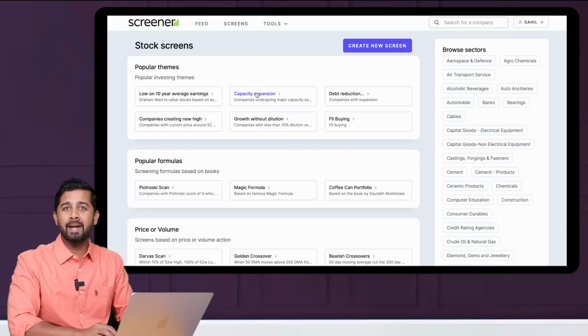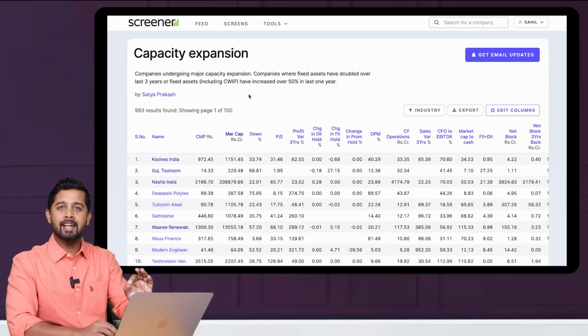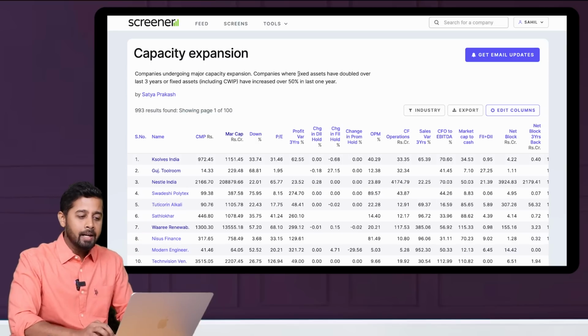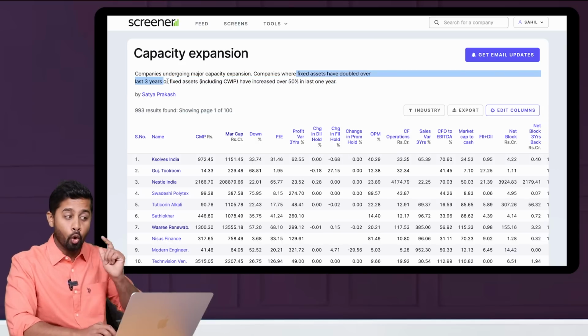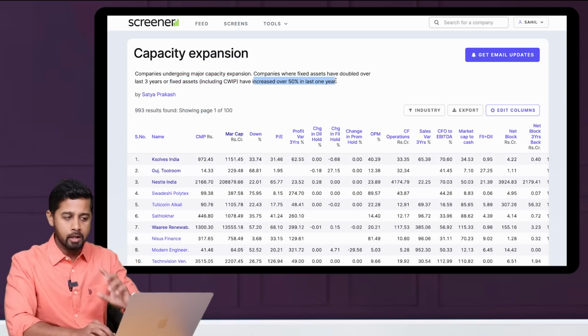One of them is capacity expansion. Now what does it suggest? It basically suggests companies that are growing their assets, right? So it says where fixed assets have doubled over the last 3 years. So that's first. Or fixed assets including capital work in progress has increased over 50% in the last 1 year.